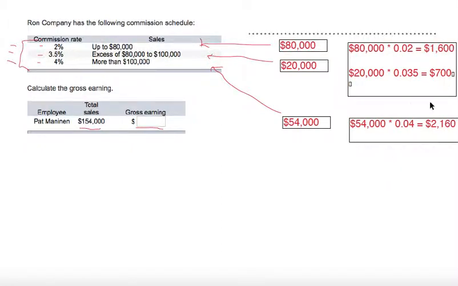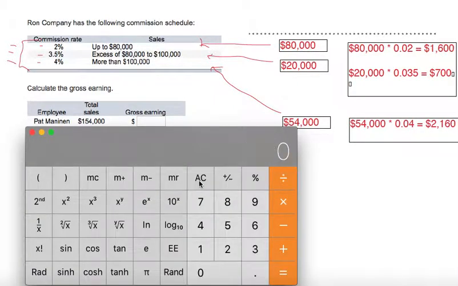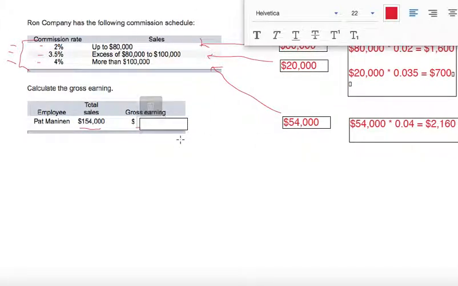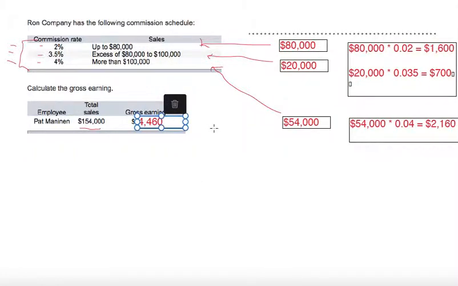So this total commission, the gross earning, is going to be adding up all these separate little sections of commission. We've got 1,600 plus 700 plus 2,160. Total earnings is 4,460. That's what you put in this box here. Okay, so you'll do the same thing. Just you'll have different percentages, probably a different total sales amount here too.